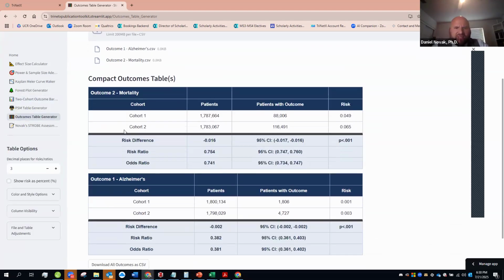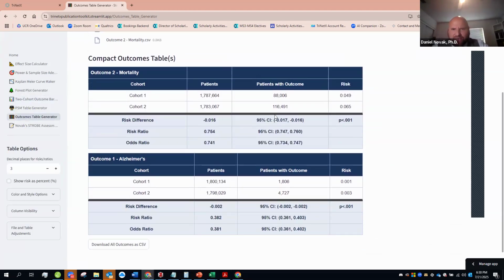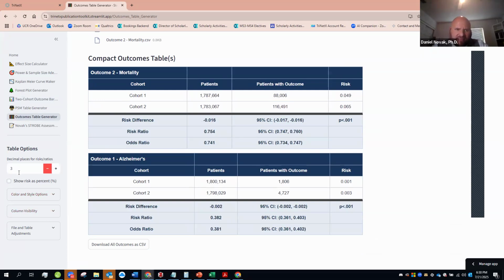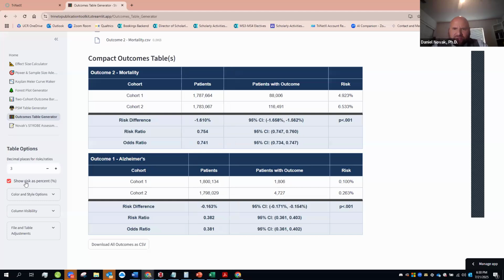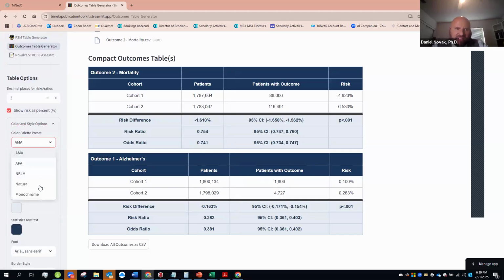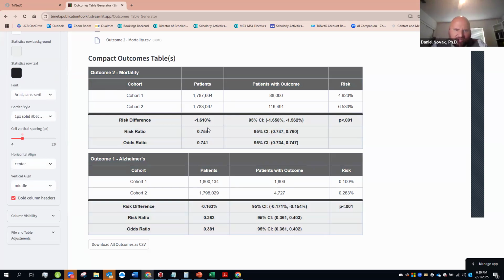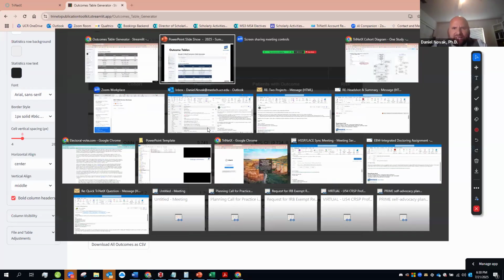And when you input it, it'll spit out these nice little formatted tables with your data, and makes it really easy to deal with. You can increase the number of decimal points, and show risk as a percentage. You can change the colors. Let's say you need a black and white version of this to submit to a journal. Boom, there's monochrome. And you can paste these really quickly right into your article, and it's very easy to use and very nice for that kind of thing.